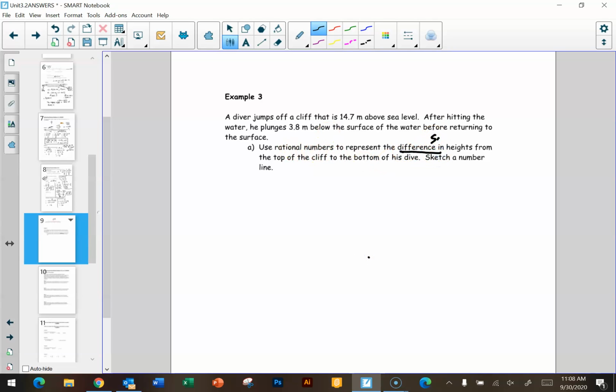Remember, the difference is just subtraction, right? In heights from the top of the cliff to the bottom of his dive. Sketch a number line. Okay, I'm going to do two things. I'm going to sketch the actual question, and I'm also going to sketch a number line.